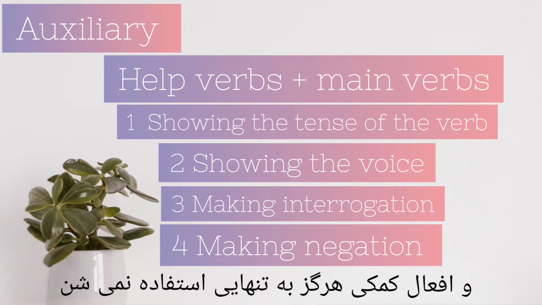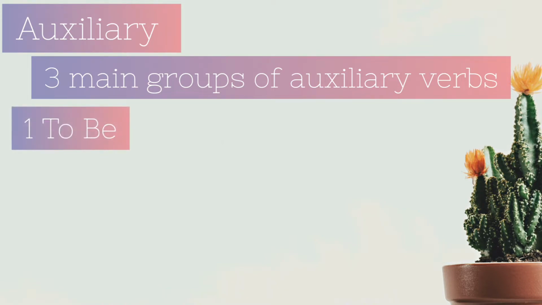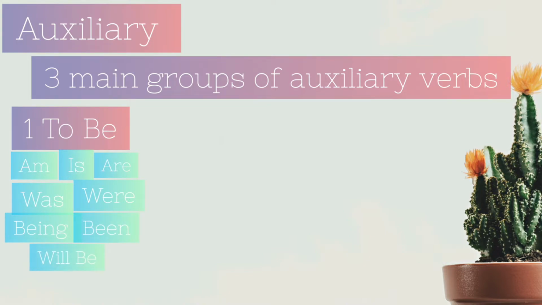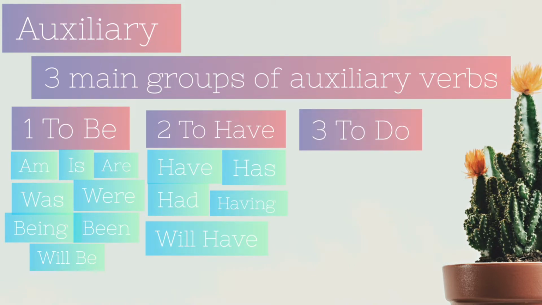And auxiliary verbs never appear alone. We have 3 main groups of auxiliary verbs: to be, like am, is, are, was, were, being, been, and will be; to have, like have, has, had, having, will have; and to do, like do, does, did, and will do.